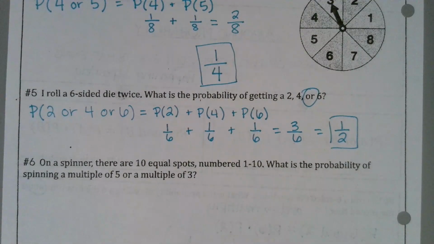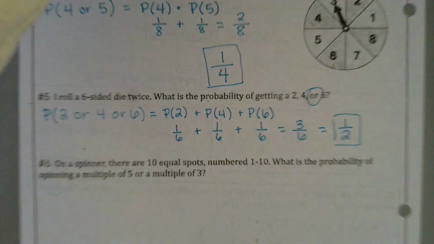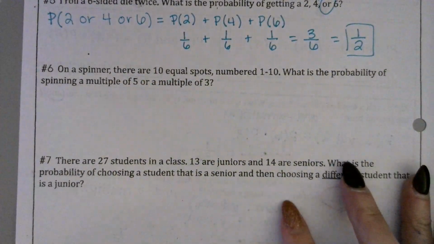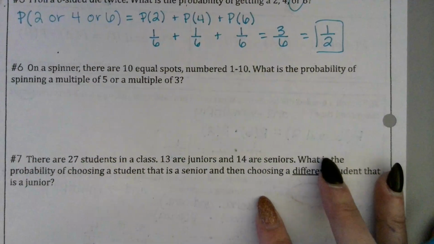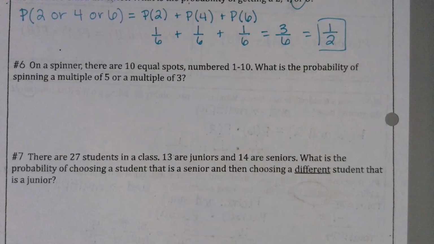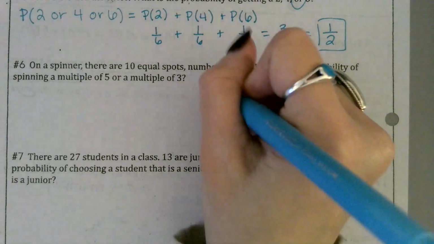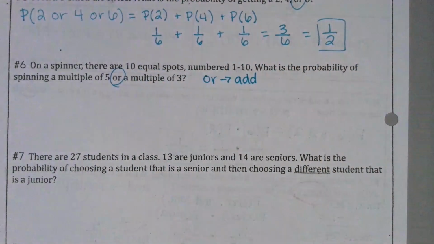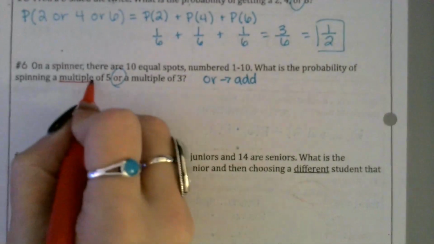All right. Number 6. I like this question. On a spinner, there are 10 equal spots numbered 1 through 10. What is the probability of spinning a multiple of 5 or a multiple of 3? First of all, what's our word? Or. So or means add. It's right there. Now, this multiple business.